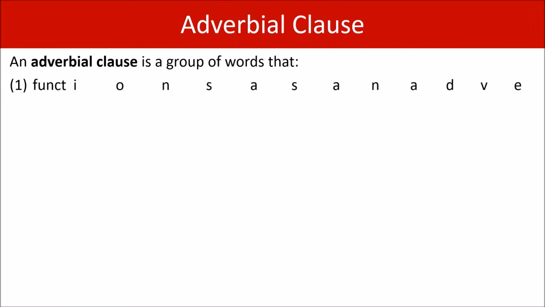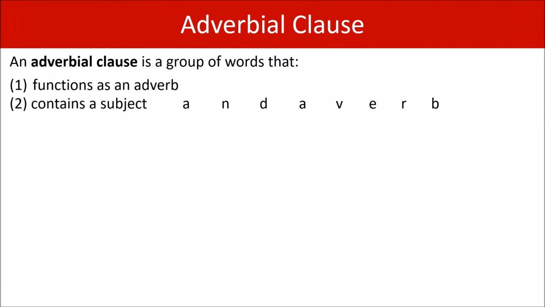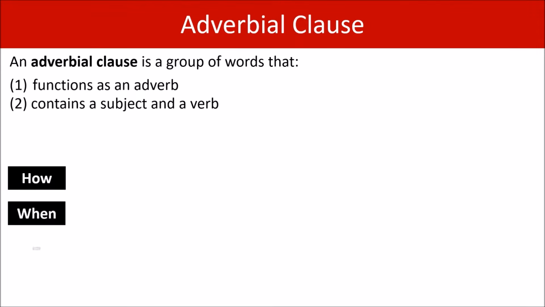In this video, we're going to look at what we mean by the term adverbial clause. An adverbial clause is a group of words that functions as an adverb and contains a subject and a verb. Let's quickly remind ourselves what an adverb is. An adverb is a word that can modify a verb. It describes the verb by telling us how, when, where, or why.